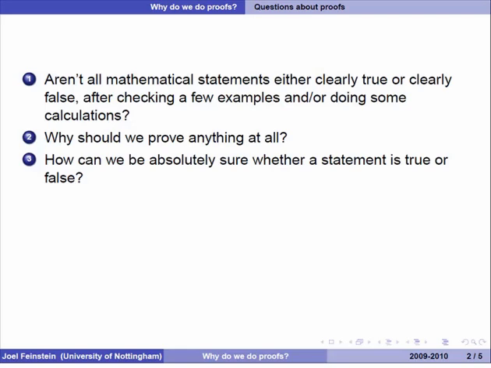This is some motivation. How can you ever be absolutely sure whether something is true or false? Couldn't there be some special case you've missed? Well, if you've got a proof that you're absolutely sure covers every case, that's a pretty convincing way to help you be sure that something is really true.